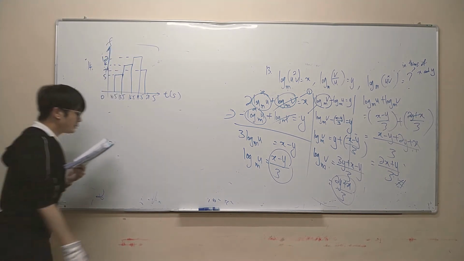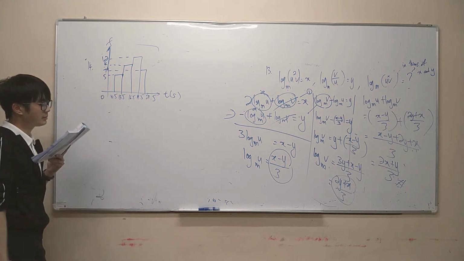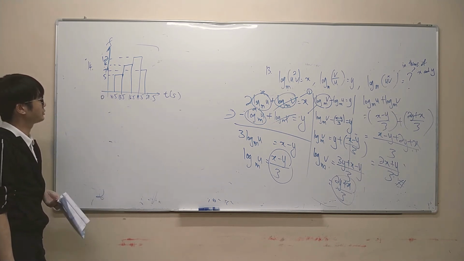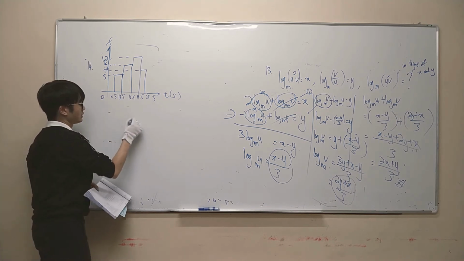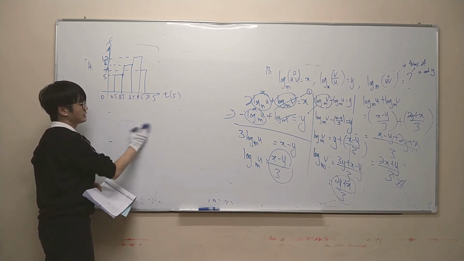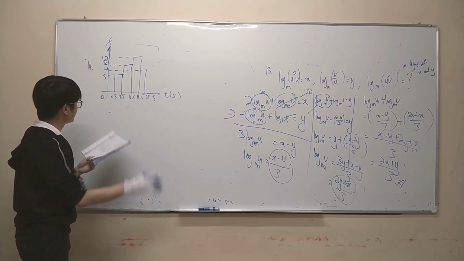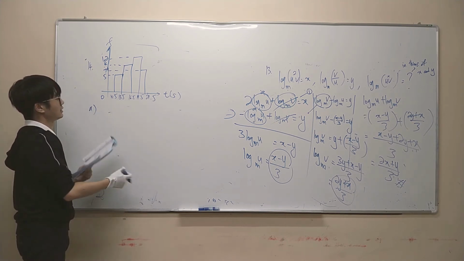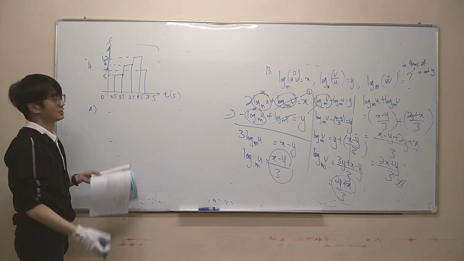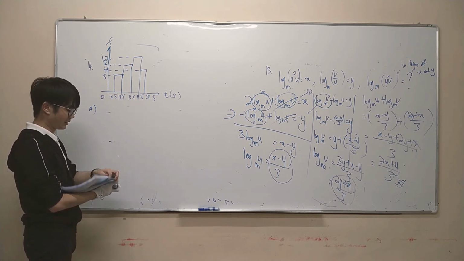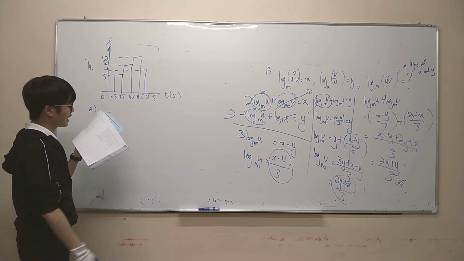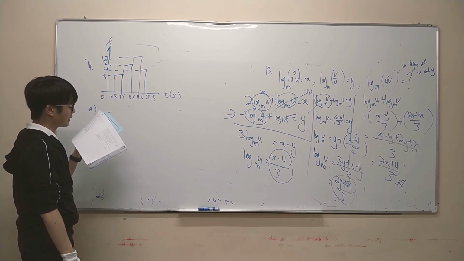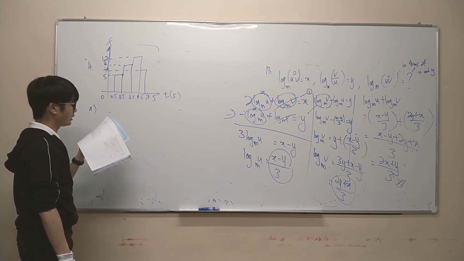Okay. Diagram 7 shows the histogram of time taken by a group of athletes in a 100-meter running event. What is the 100? Some of you might think the 100 is the total frequency. It's not the total frequency. The 100 is just useless. The 100 is nothing. A. Given that 50% of the athletes took less than 17.25 seconds, find the value of K.